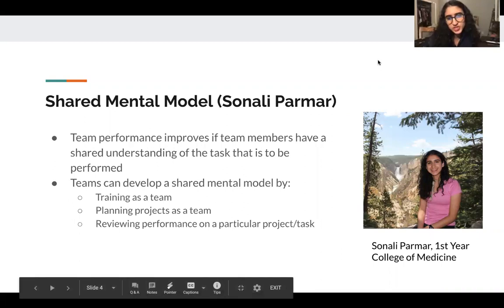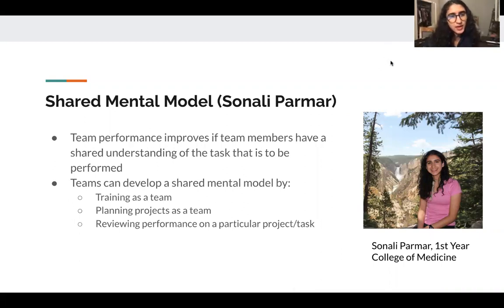The concept of a shared mental model is basically related to the idea that team performance will improve if a group of team members have a shared understanding of the task that they're about to perform. So teams can develop this shared mental model by just being together as a team, training together, planning their projects as a team instead of just relying on one person to plan everything, and also reviewing performance on a particular project or task after it's completed.